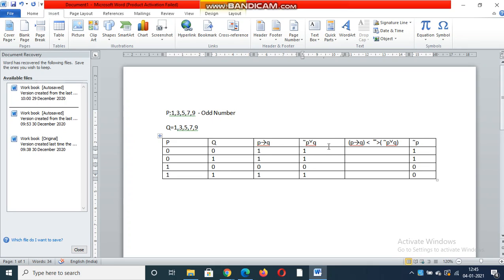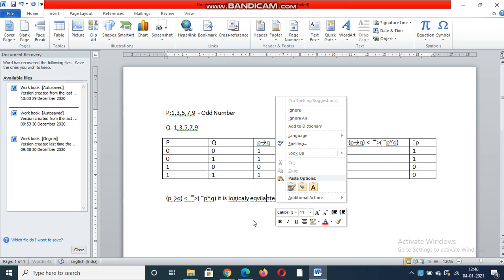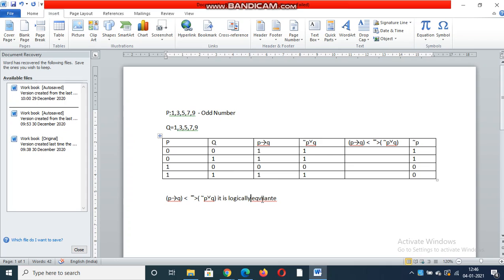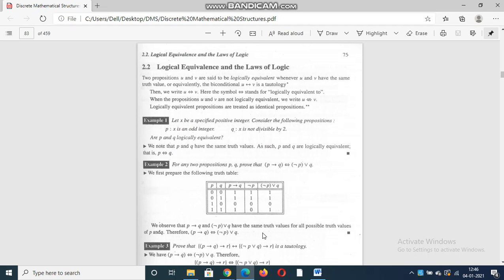Observe that P implies Q is logically equivalent to negation P disjunction Q. All the truth values match: 1, 1, here also 0, here also 0, here also 1, here also 1. So there is no difference in truth values, and that's why we easily say that it is logically equivalent. Correct, right? Fine, we go to the next example.